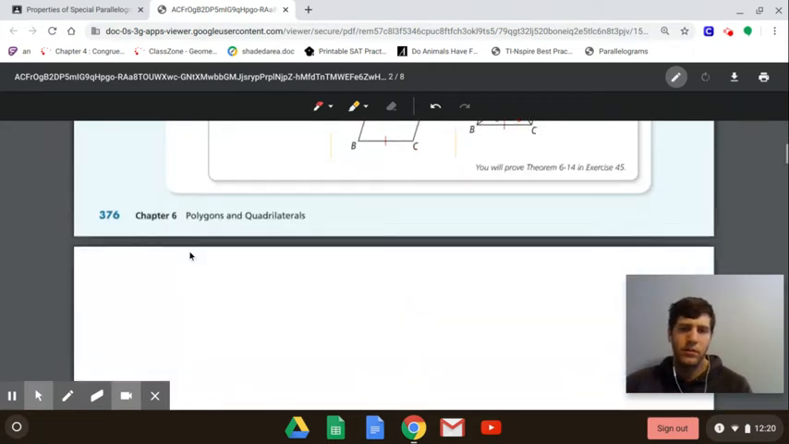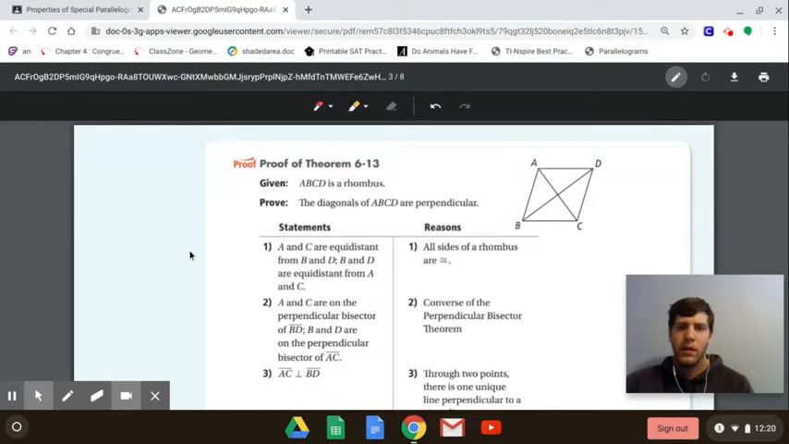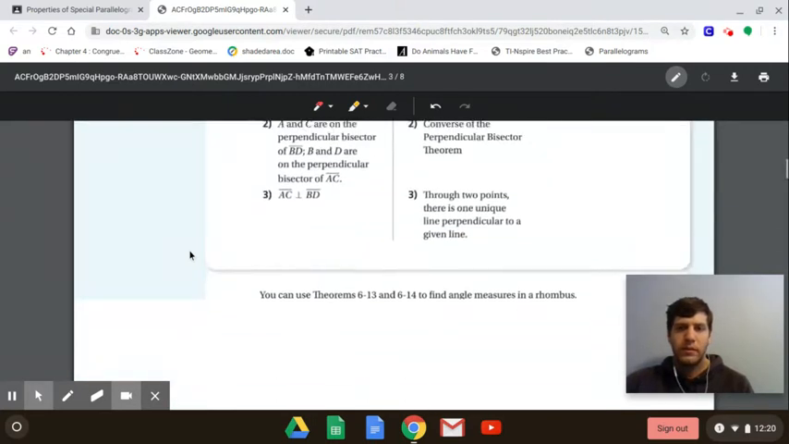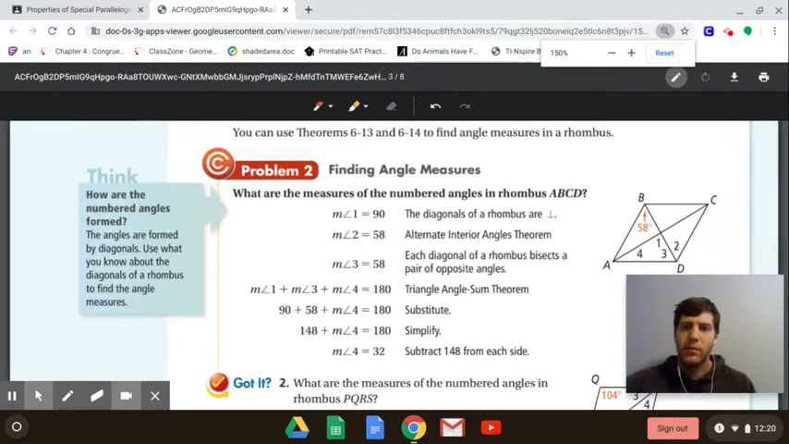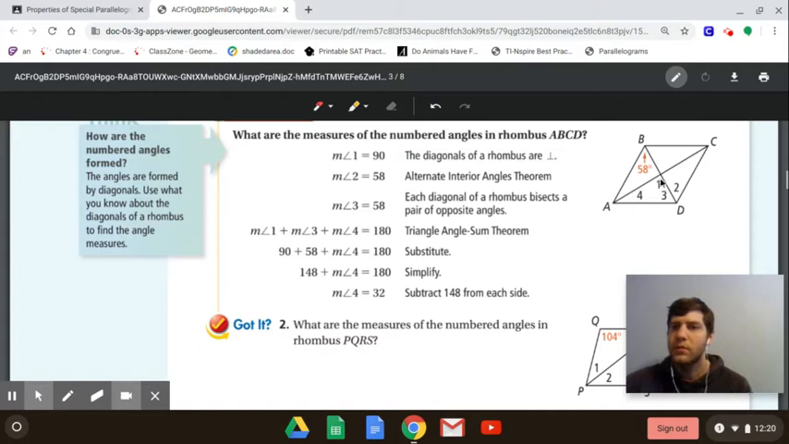Okay, so let's look at some examples. We're going to skip over the proof. Okay, and let's look at our example here. We want to find the measure of all of these angles. Well, we can use the first property, that diagonals are perpendicular, to know that we're going to have right angles here, 90, 90, 90, and 90.